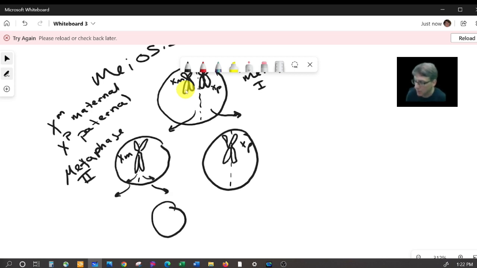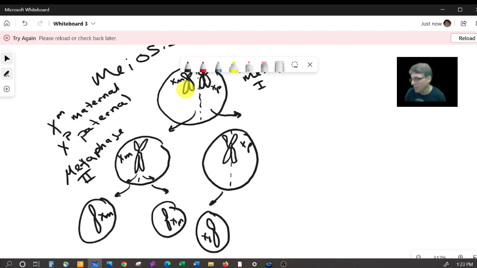So we would separate our sister chromatids, and we'd end up with a cell here that's XM, and we'd end up with a cell here that's XM. And then here we would end up with a cell XP and another cell XP. Okay, so that's what happens during normal cell division.